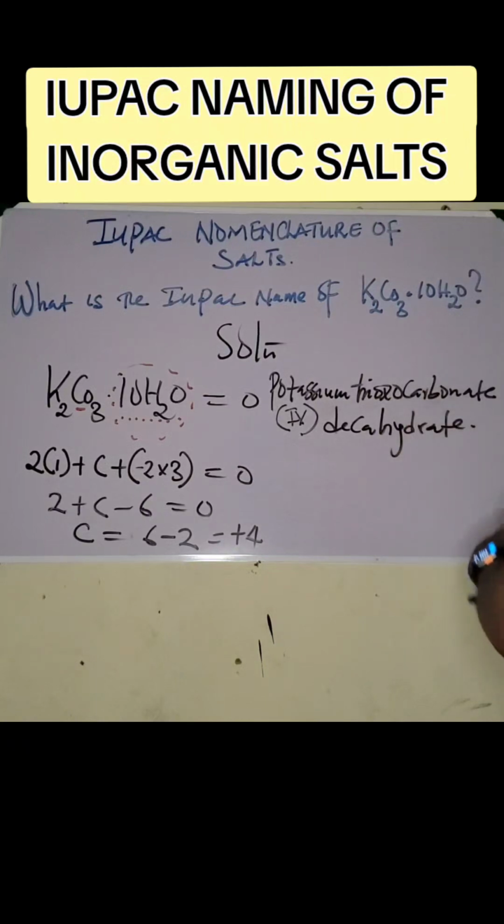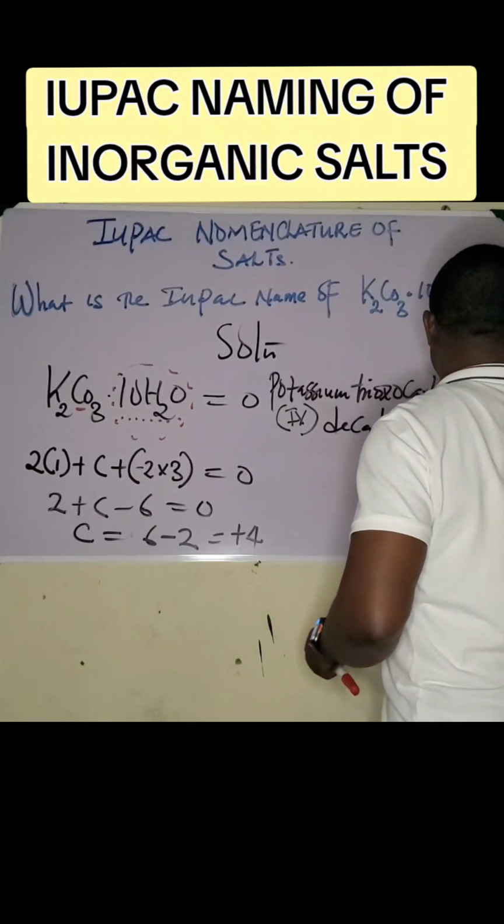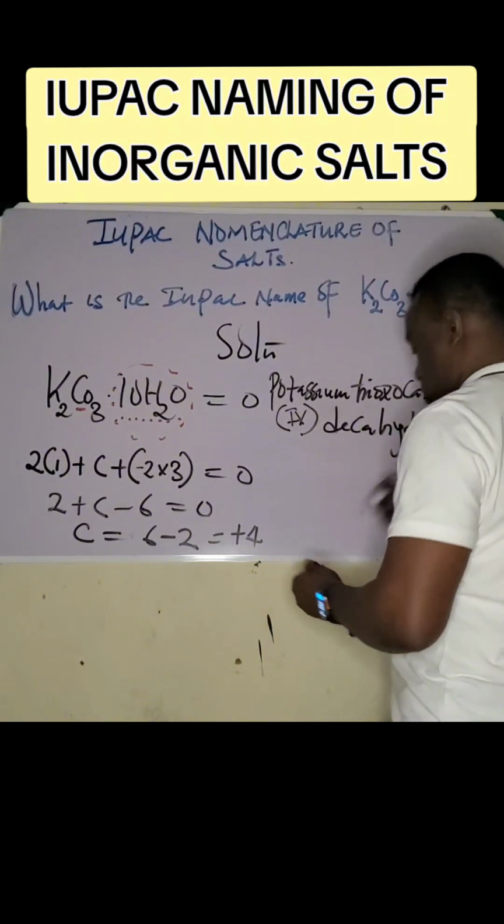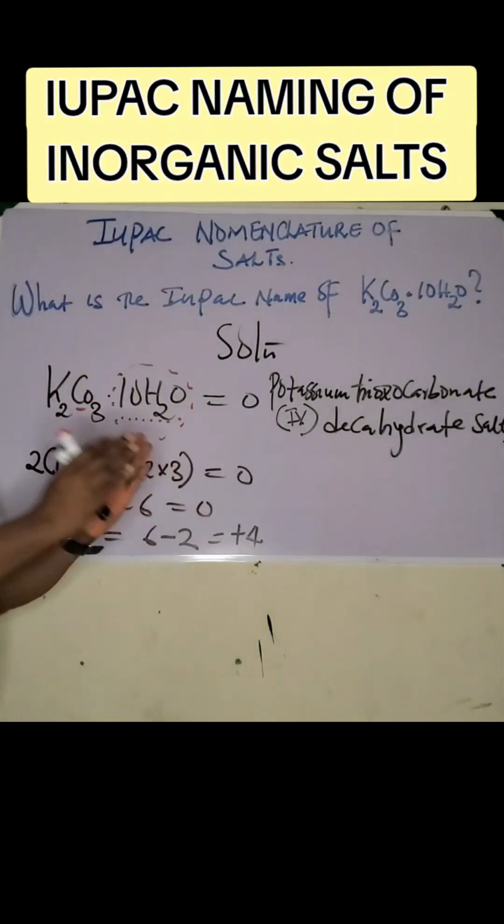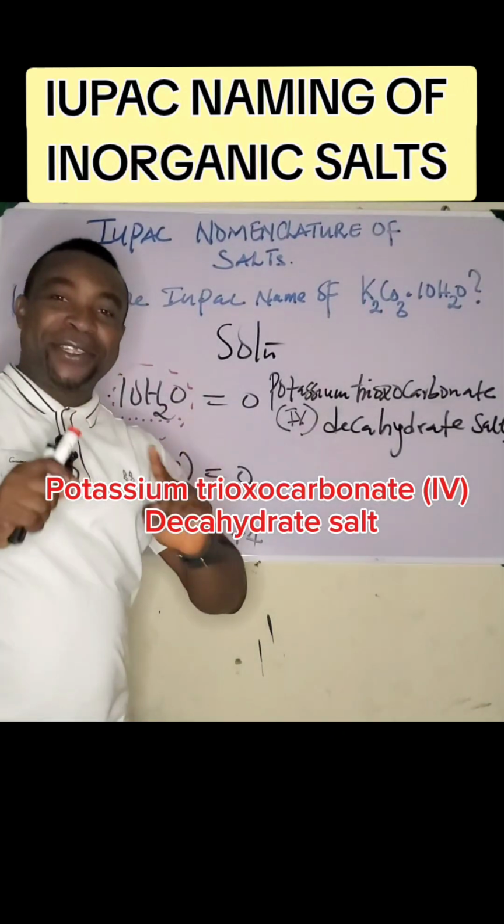Potassium trioxocarbonate(IV) decahydrate salt. This is a salt, a hydrated salt. So this is the IUPAC name of this compound.